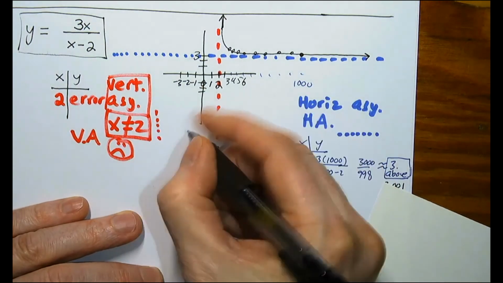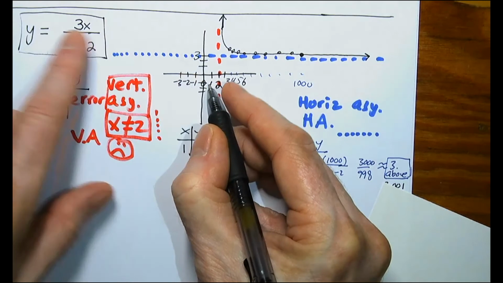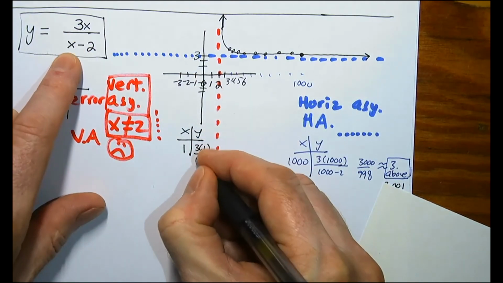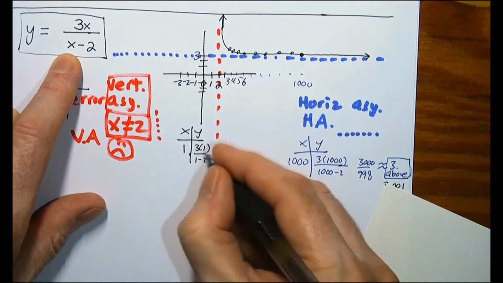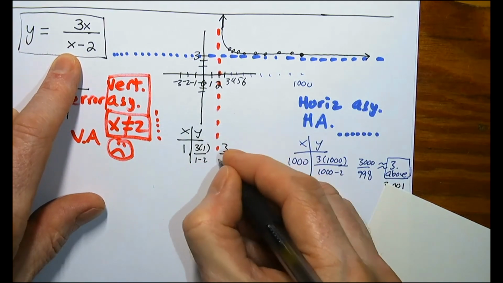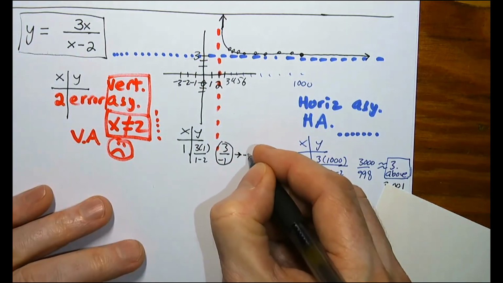Let's just try 1. Okay, so let's see what happens. Let's plug in 1 and see where the kids are at. 3 times 1 over 1 minus 2. 3 times 1 is 3. 1 minus 2 is -1. 3 over -1 is -3.